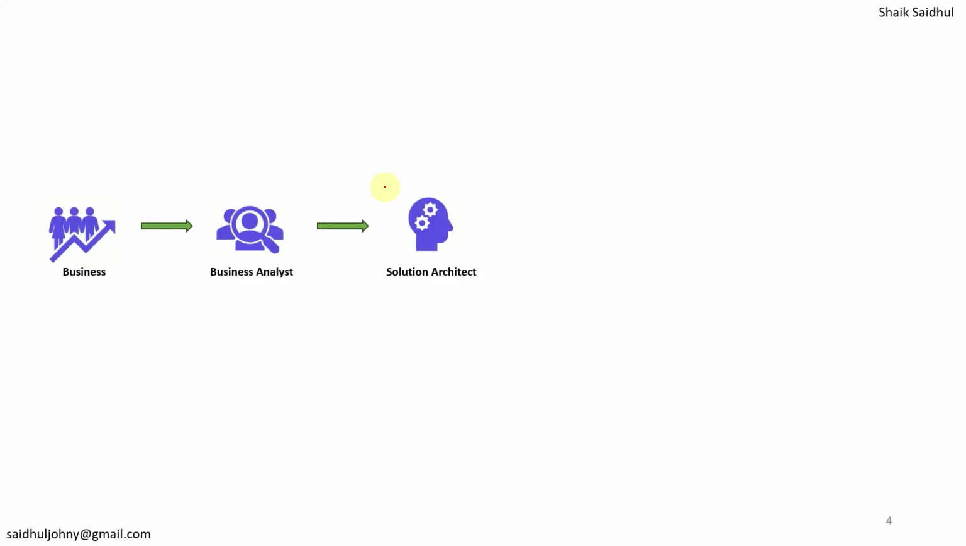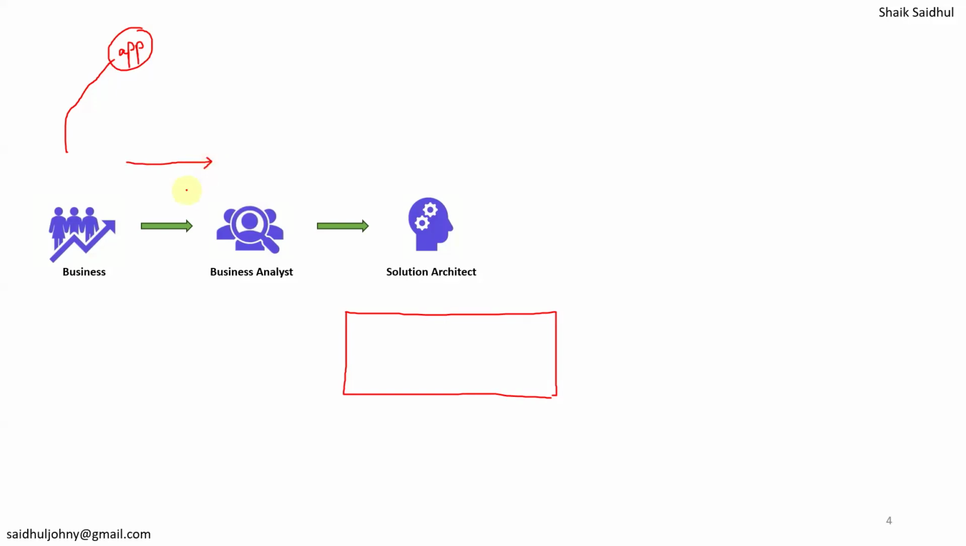Now the solution architect is the one who designs the entire architecture to be followed for the deployment of the application. These people wanted to create a new application. This person gathers all the information and details required for the application, converts that into technical information, and passes it to the solution architect. Now the solution architect is the one who designs the architecture to be followed for the deployment of this application.